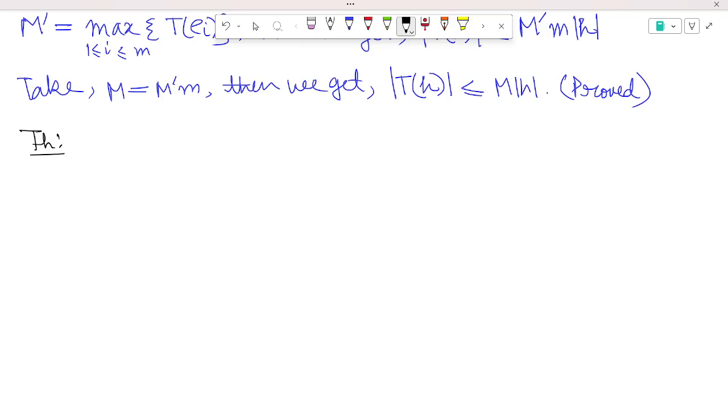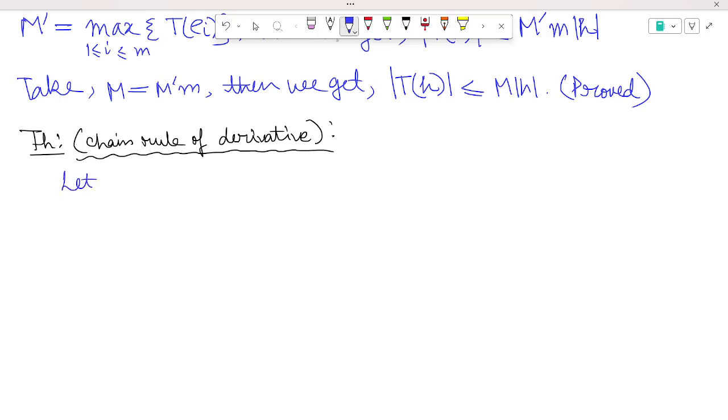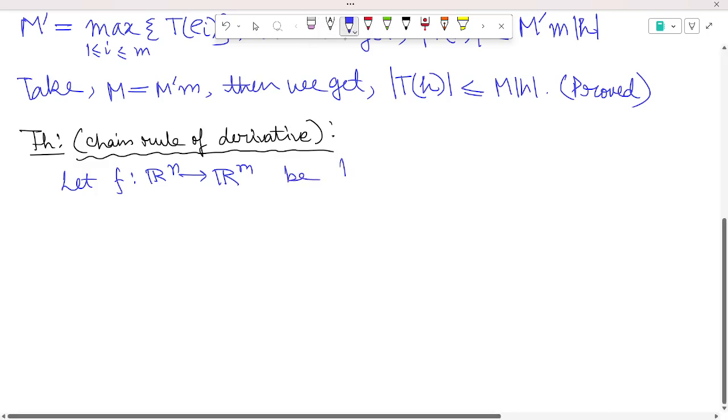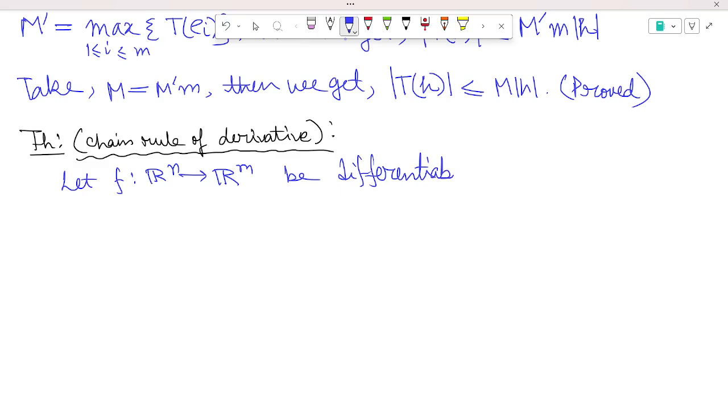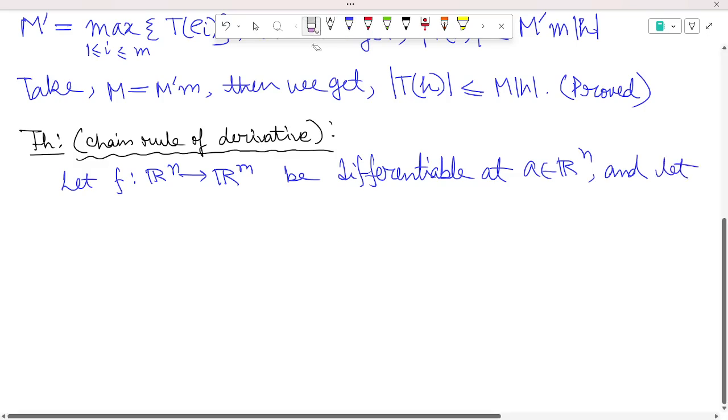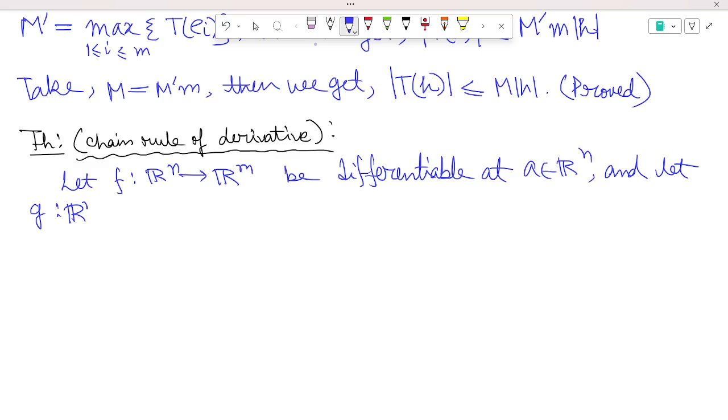So theorem, chain rule of derivative. Let f, the first function, be from Rn to Rm, and be a differentiable function, differentiable at a belongs to Rn, and let g be another function from Rm to some Rp.